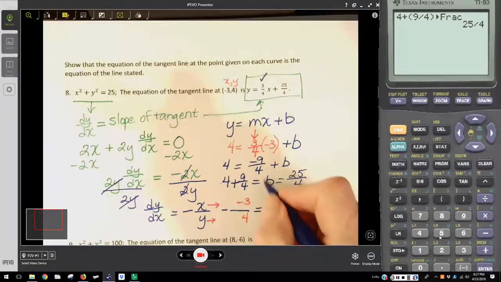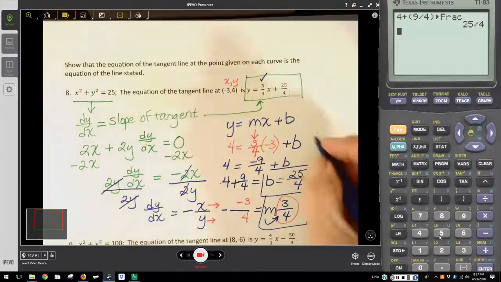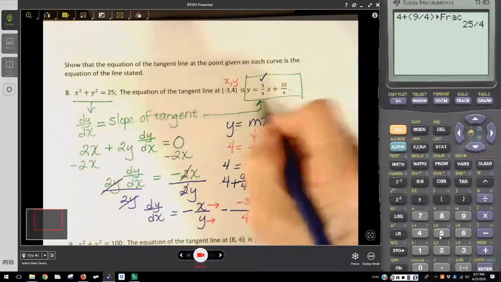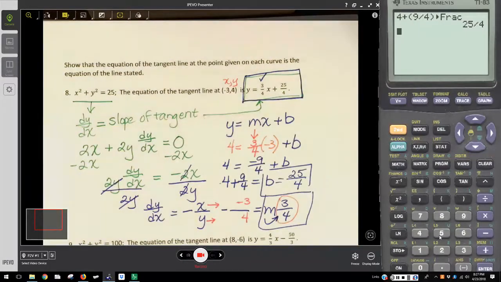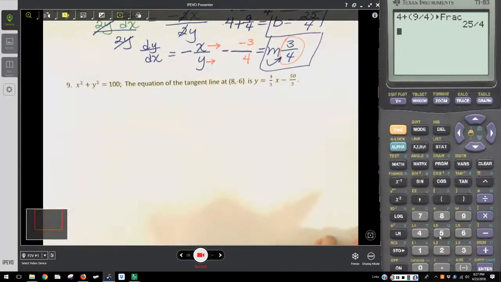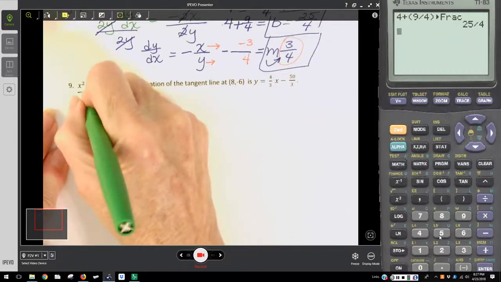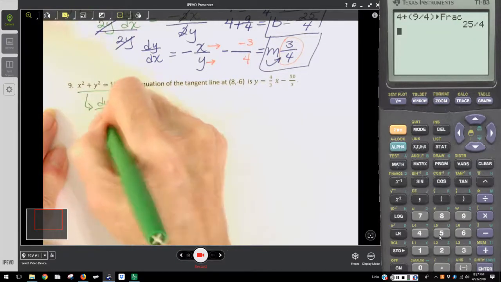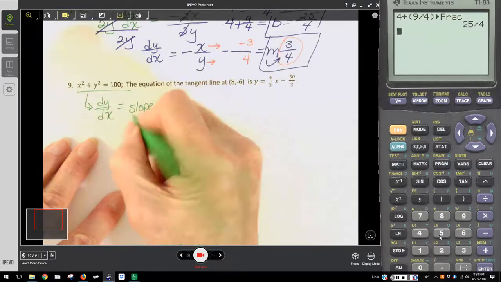So with this information and this information, then we have confirmed that the equation of the line is y equals 3/4 x plus 25 over 4. The second example works exactly the same way, except we have different values. So again, we need dy dx, because dy dx is equal to the slope of the tangent.